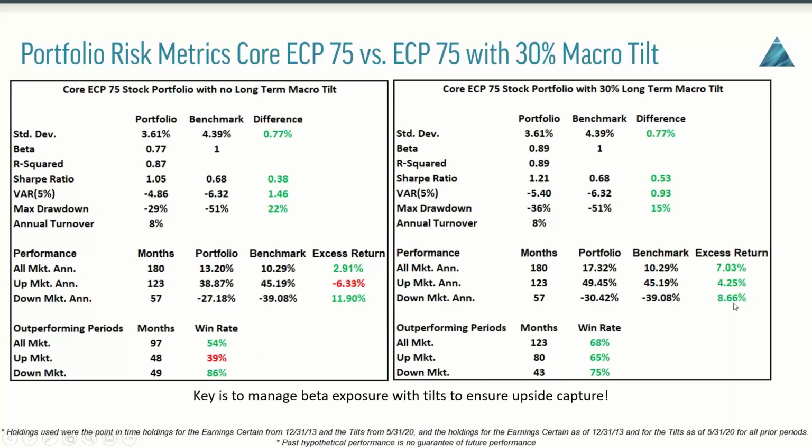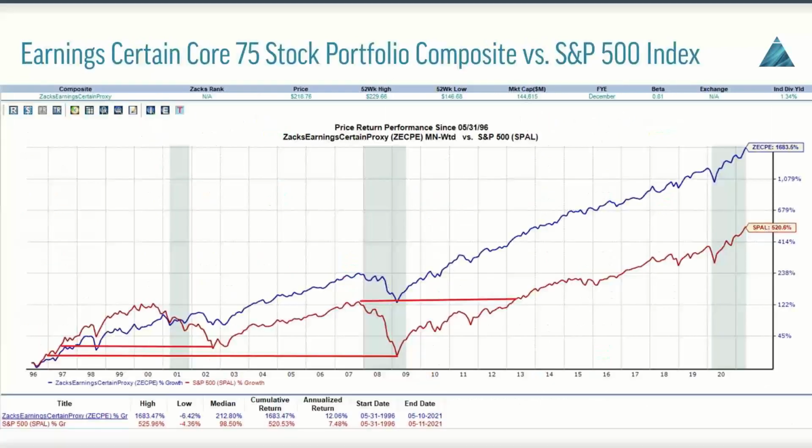Down market returns, 8.66, still spectacular. Win rate, absolutely spectacular, right? All market, 68, up market, 65, down market, 75. So really, really solid performance, okay?